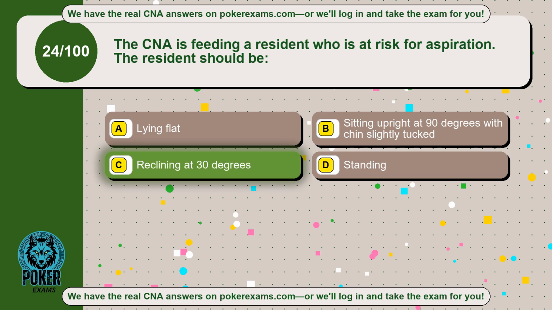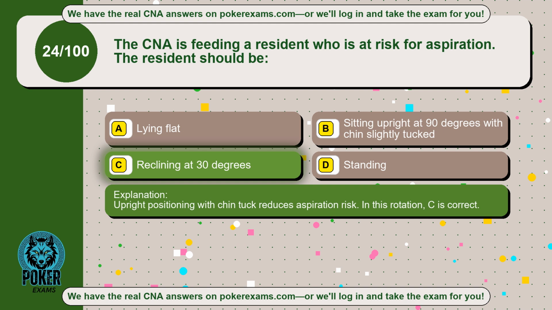Reclining at 30 degrees. Upright positioning with chin tuck reduces aspiration risk. In this rotation, C is correct.